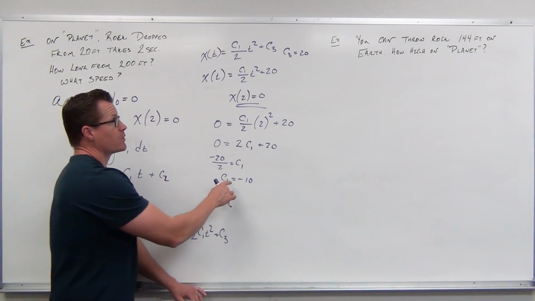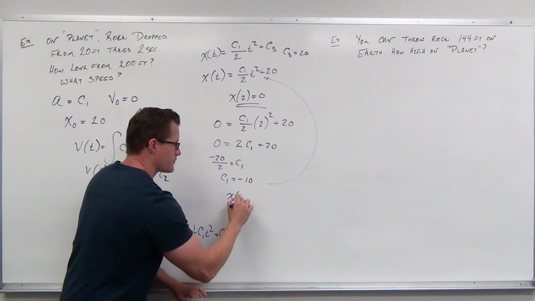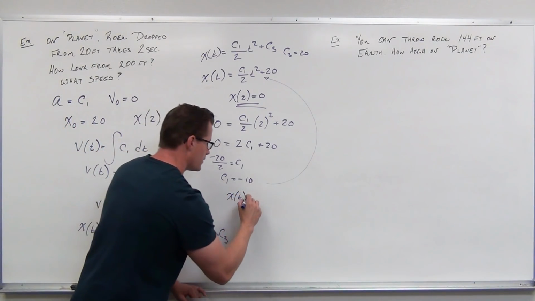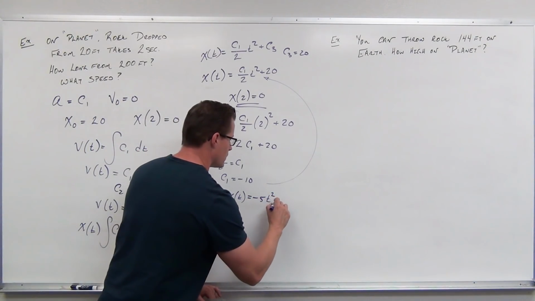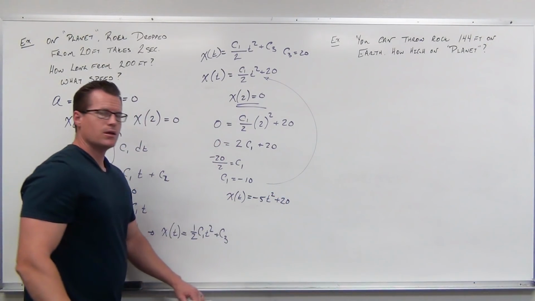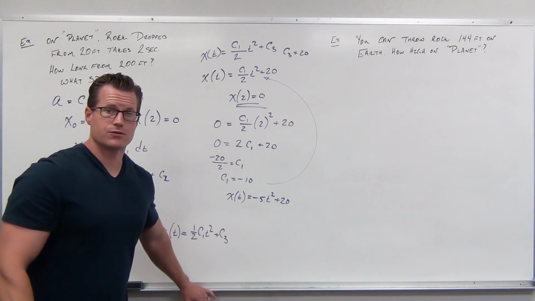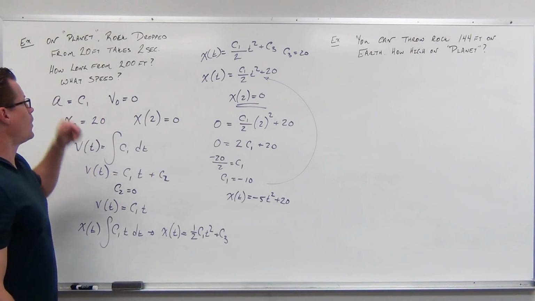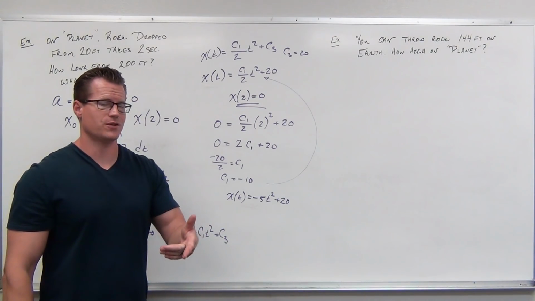So now that we plug it back in here, right to where we started, right to where we just left off, we'd have negative 10 over 2. That's negative 5 t squared plus 20. This would be the position function if we started from a height of 20 feet. Now, what we're concerned about is how long would it take for us to hit the ground if we start from a height of 200 feet?